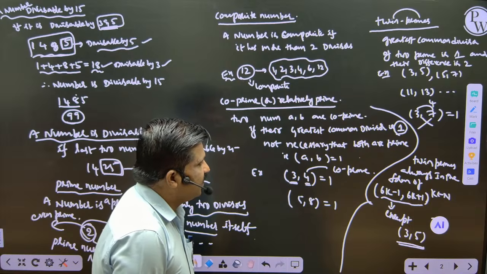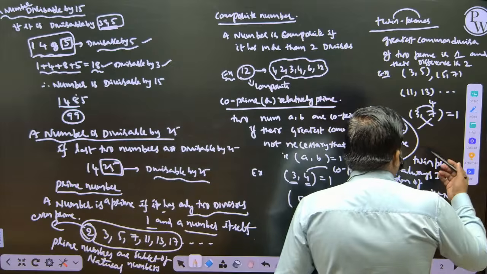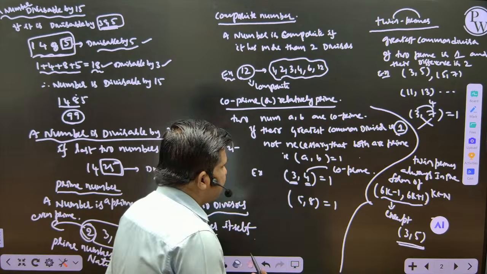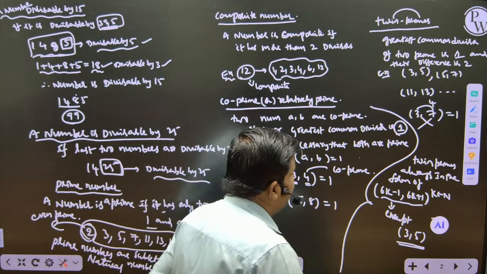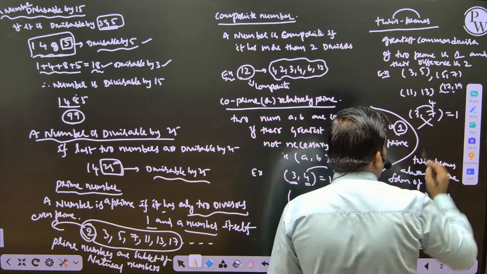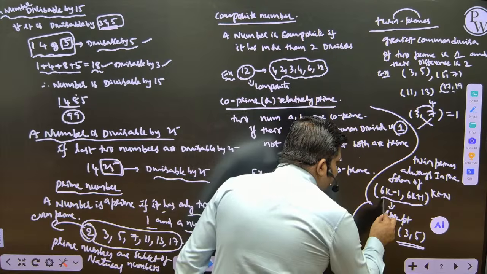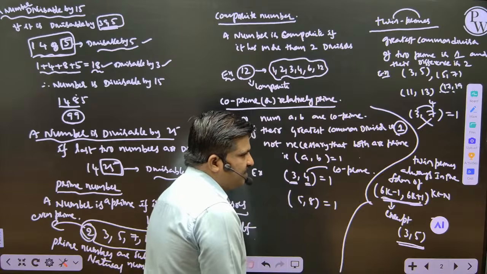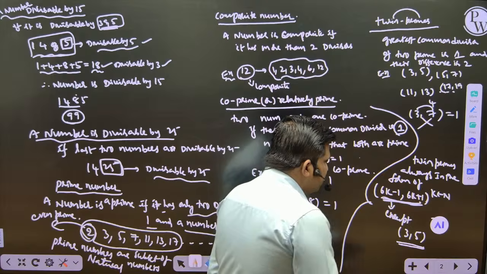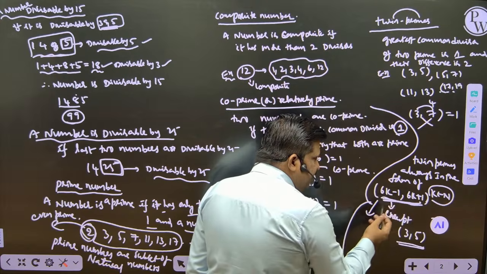Sorry, 11, 13, and next, 11, 13. Next what can we take here? 17, 19 also twin prime. If we check, this is the formula we can use to find a twin prime. Except for which one? 3 comma 5. So k is what here? Natural number.